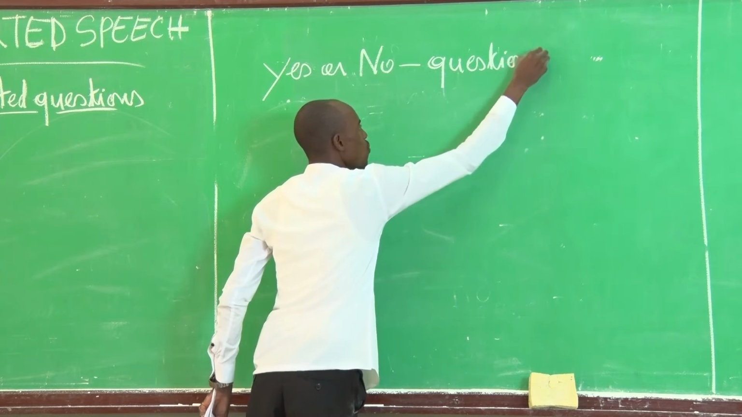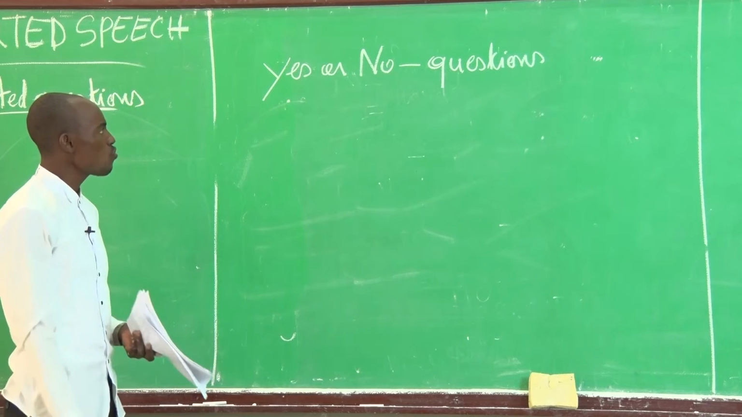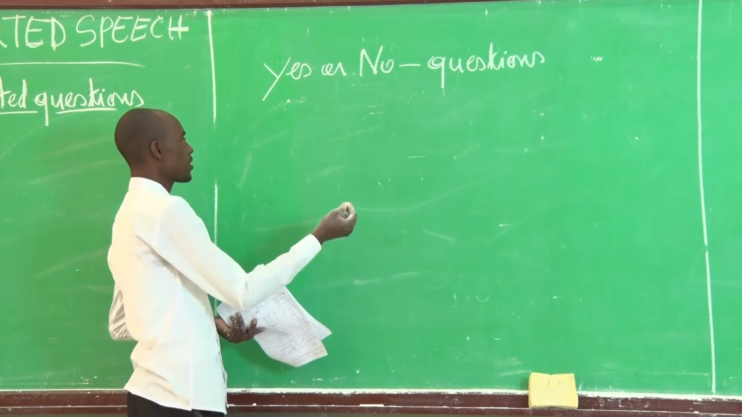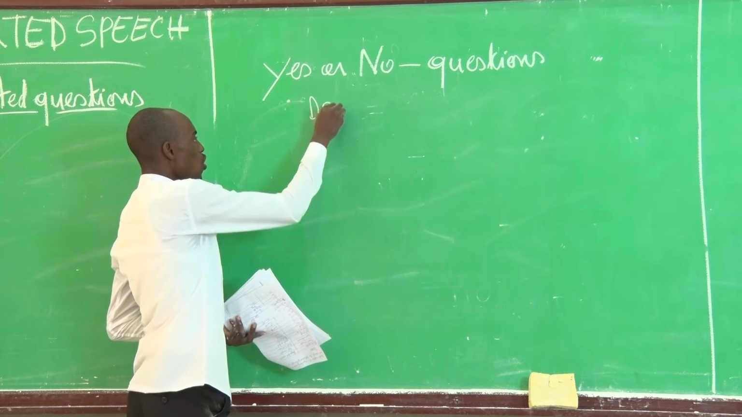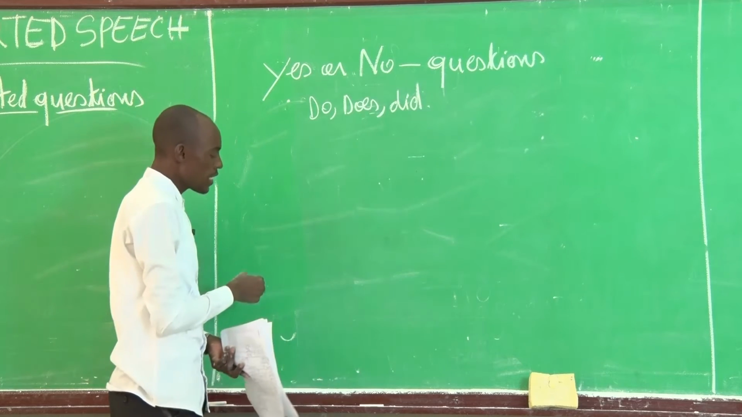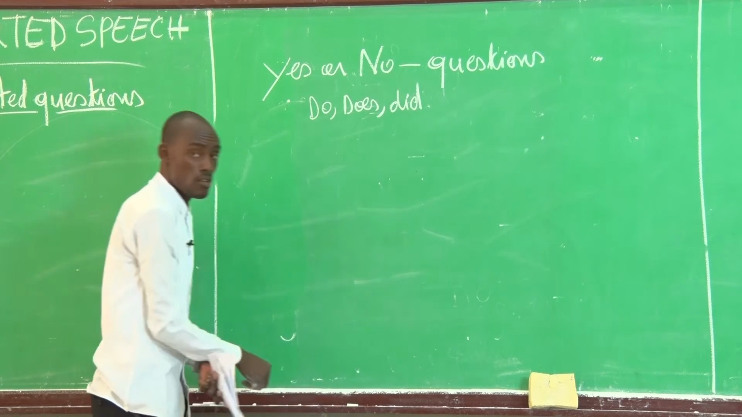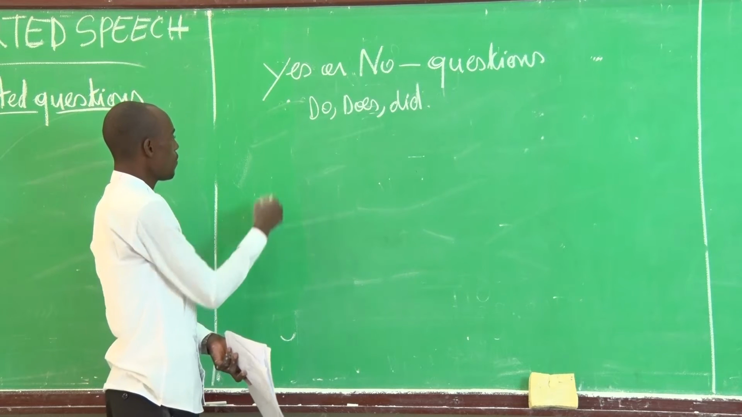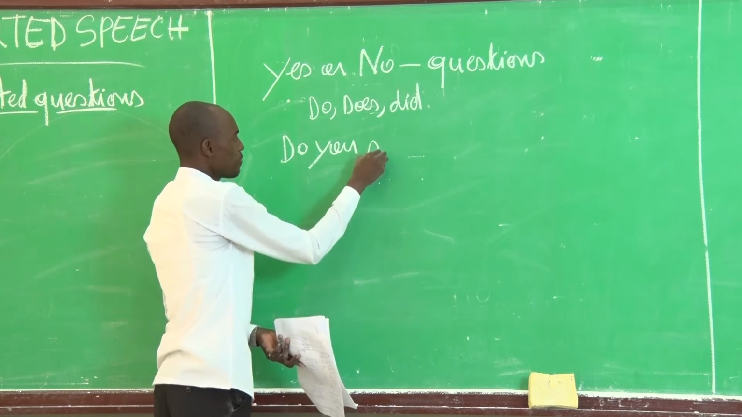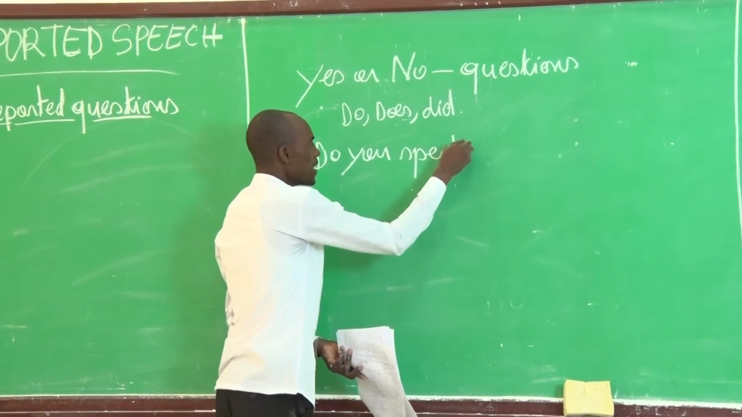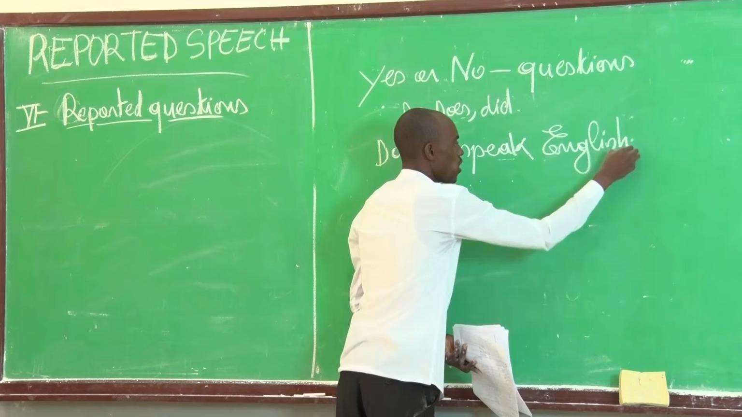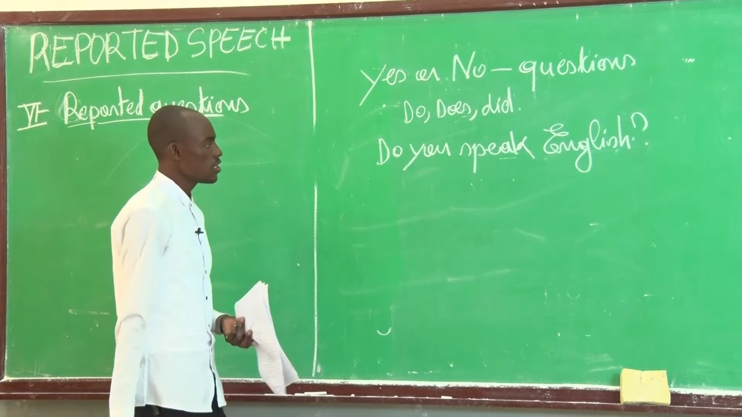A yes or no question starts with an auxiliary verb, such as do, does, did, and so on. We can take one example. For a yes or no question, we have, for example, "Do you speak English?" Okay, do you speak English?